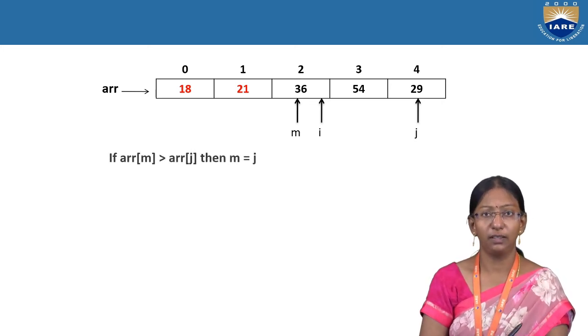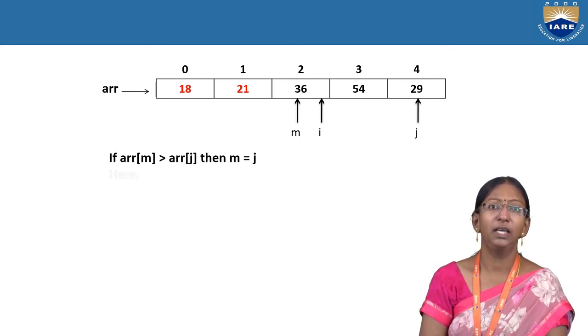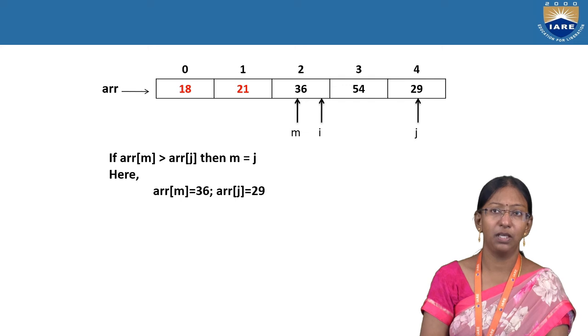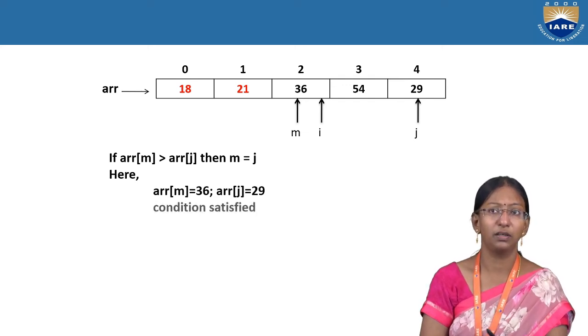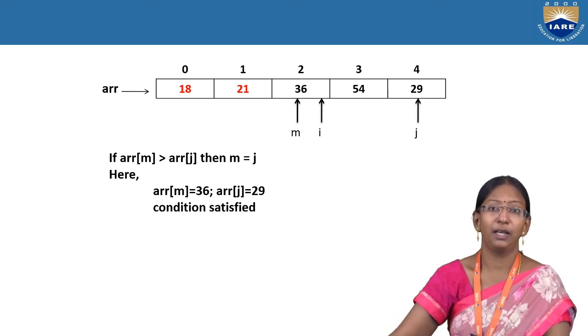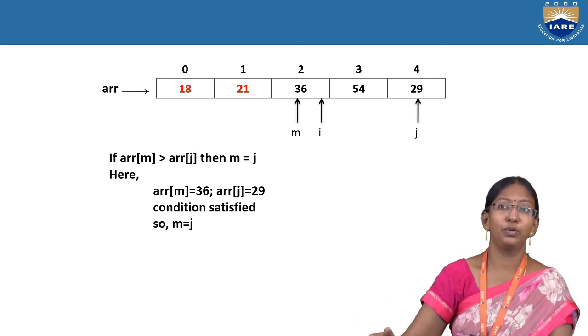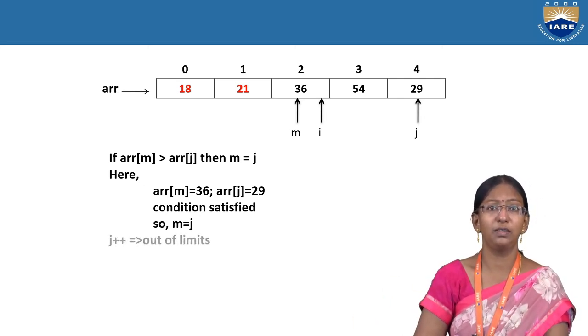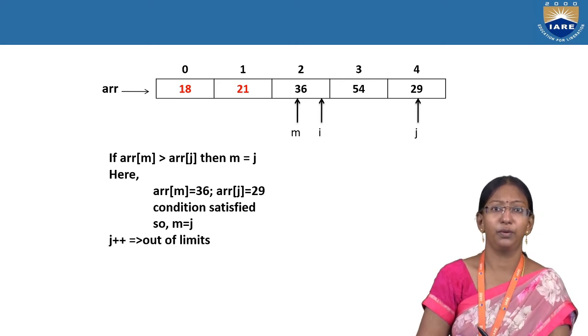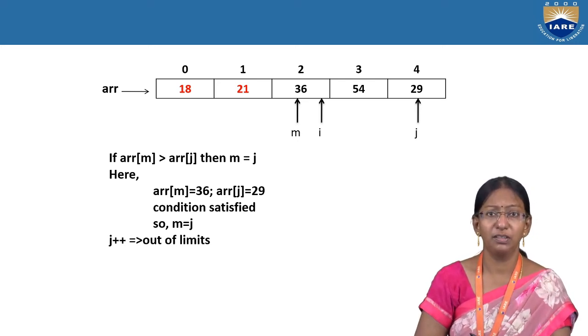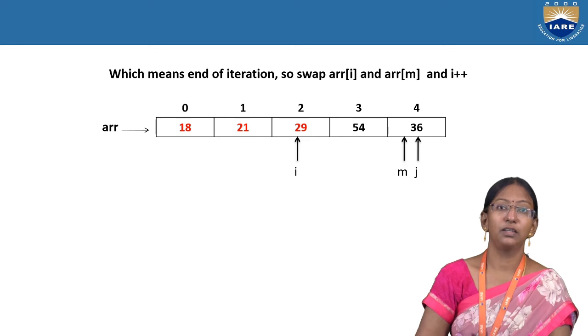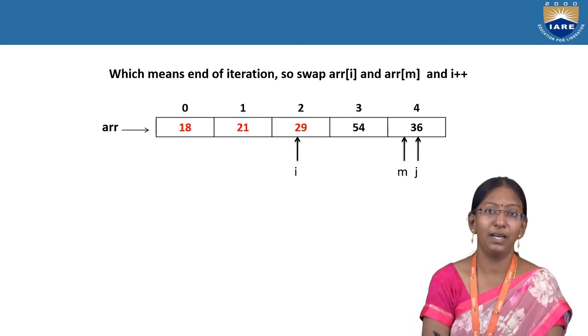Again, comparison between the element pointed by m and j. Here, the element at m is 36 and at j is 29. So 36 is greater than 29, condition satisfied. So move the pointer m to j position and increment the j value. We have to do both at a time. So my m is pointing to index value 4 now, and once you increment the j value, you are going out of limits, right? What do you mean by out of limits? End of iteration. Once the end of iteration occurs, swap the elements pointed by m and I.